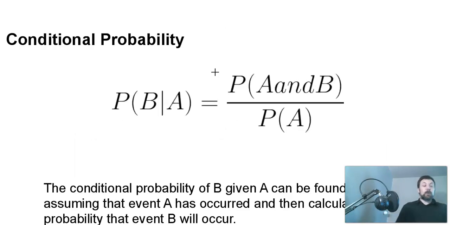All right. For conditional probability, this is another one we have discussed. You can calculate it in this way. Finding the probability that B occurs given that A has occurred can be calculated by taking the probability that both A and B occur divided by the probability that A has occurred. The conditional probability of B given A can be found by assuming that event A has occurred, and then calculating the probability that event B will occur.